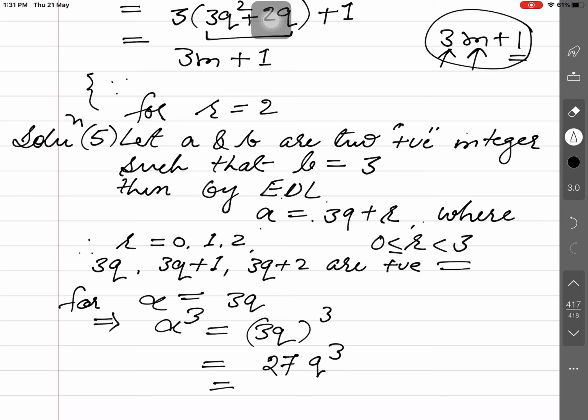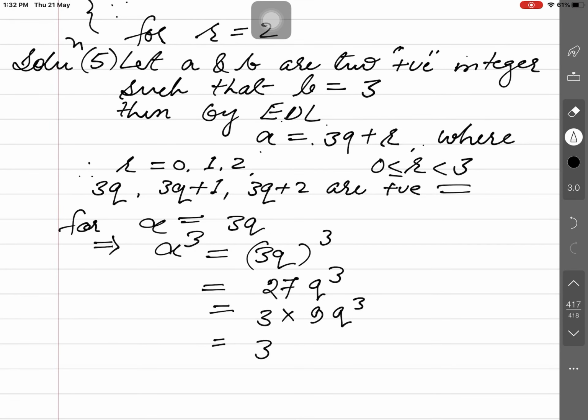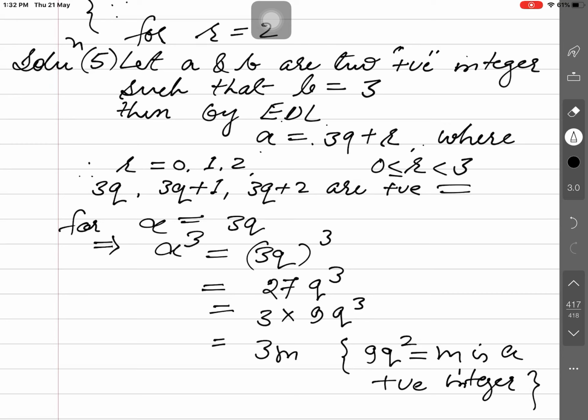Clear? So does 27 have 3? Yes, 3 into 9 q cube. Clear or not? Further it can be written as 3 into m. Why 3 into m? 9q square is equal to m, a positive integer. Why is this positive? Because in the beginning of the question we supposed q is positive, and if you have a positive integer and you square it, again positive you will obtain, and multiplying by some positive, the positivity will continue.